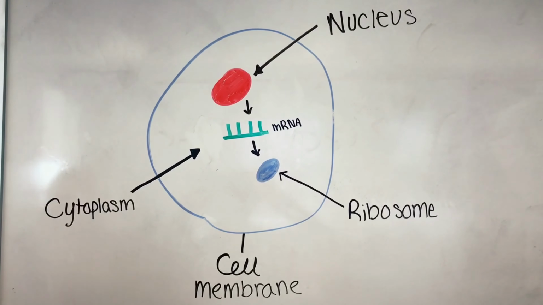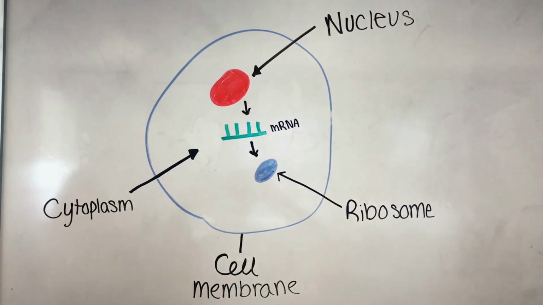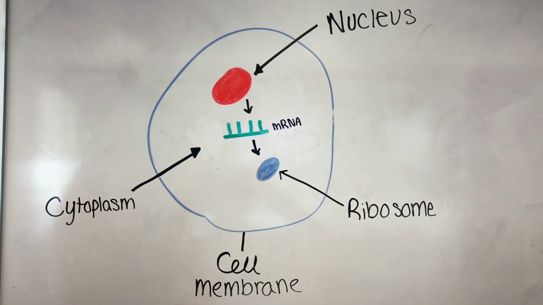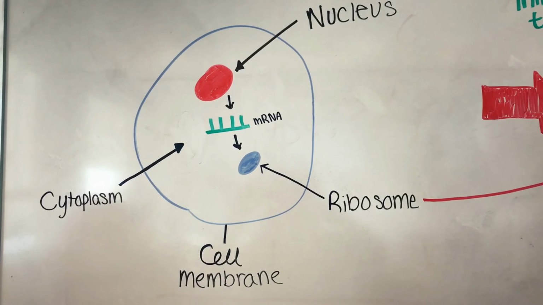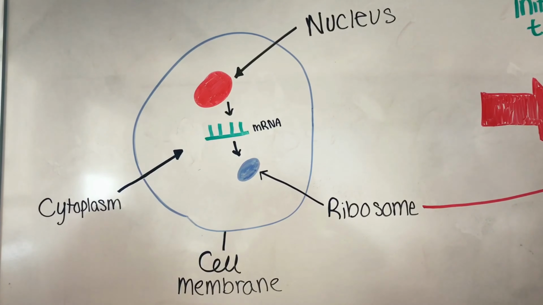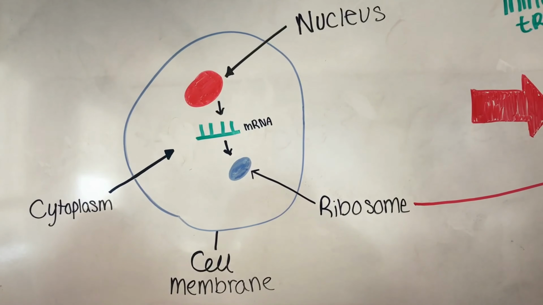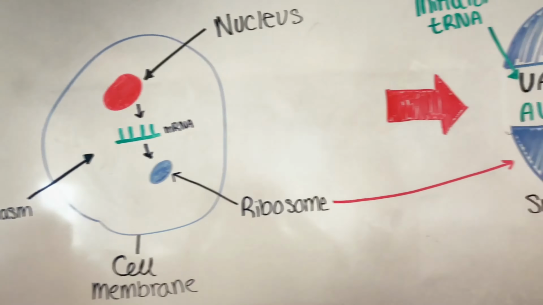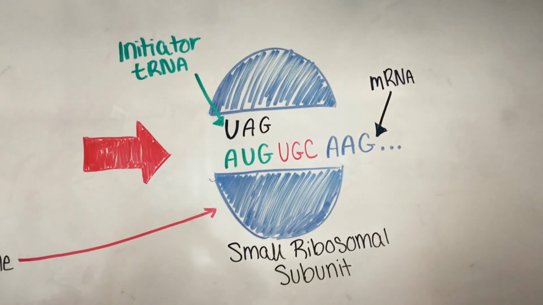The mRNA strand that was produced moves from the nucleus to the cytoplasm, where it will find the ribosome. This is where translation occurs. In molecular biology and genetics, translation is the process in which ribosomes in a cell cytoplasm create proteins. Translation occurs inside a ribosome.